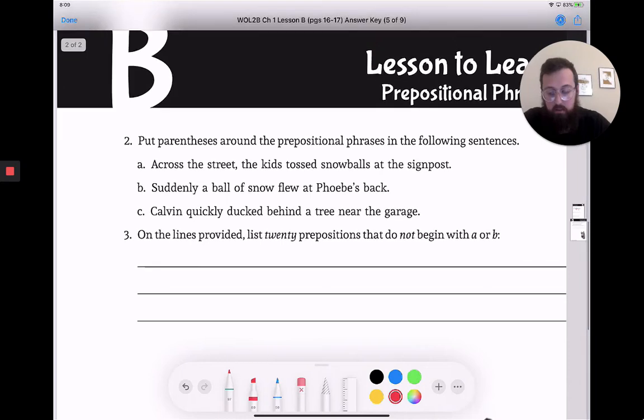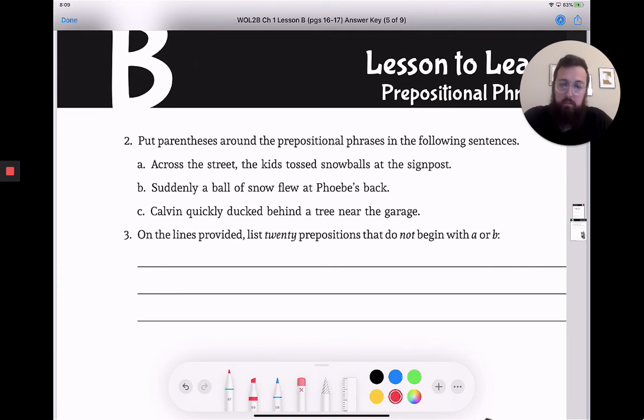All right. Number 2 is really good practice for identifying prepositional phrases in general without having to worry about analyzing everything else. So I'll do the first one with you, and then the second two you'll do on your own. It would be a really good idea for you to have your list of common prepositions in front of you as you do this. It helps a lot. So A, across the street, the kids toss snowballs at the signpost.